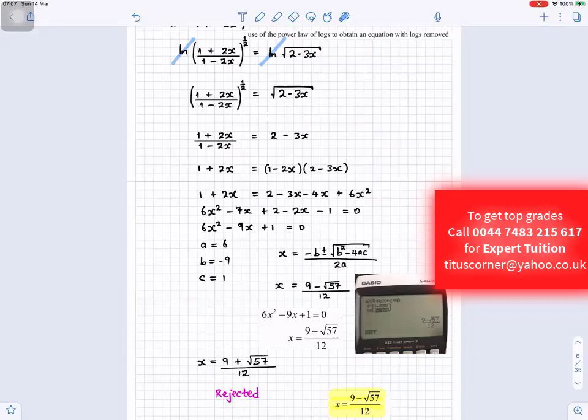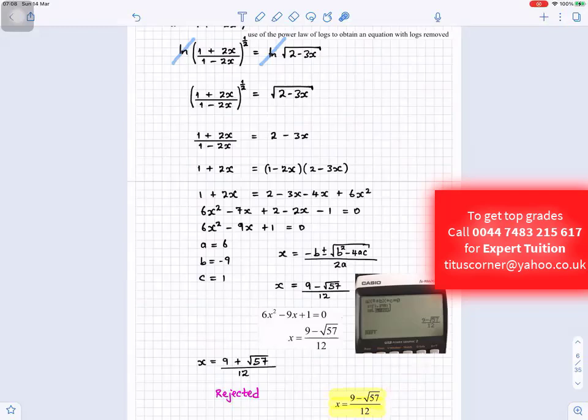And how do you solve a quadratic? You use your calculator. A is 6, B is minus 9, C is 1. Or you can use the quadratic formula. And you have two answers. You get 9 minus root 57 over 12, and you will get 9 plus root 57 over 12. And you have to reject this one. So one of the answers is rejected, and you accept this answer.